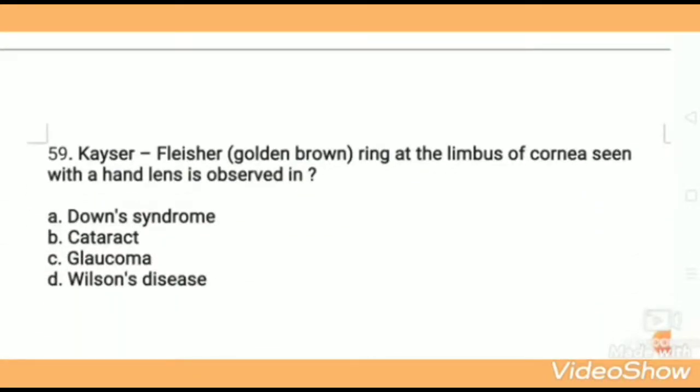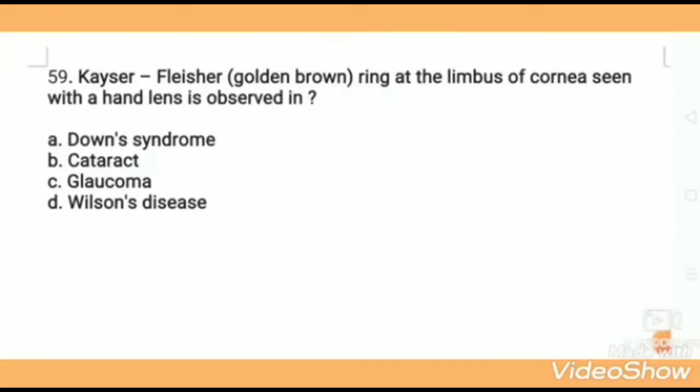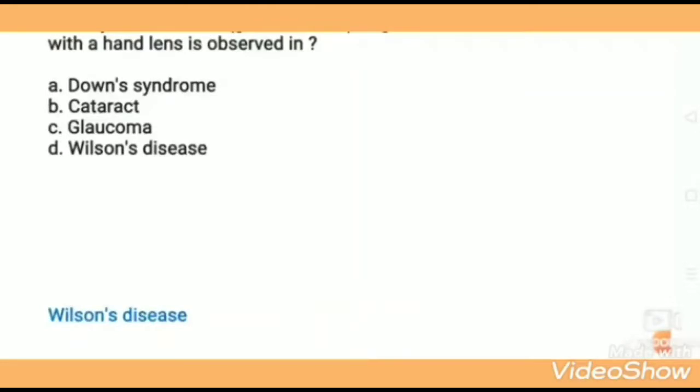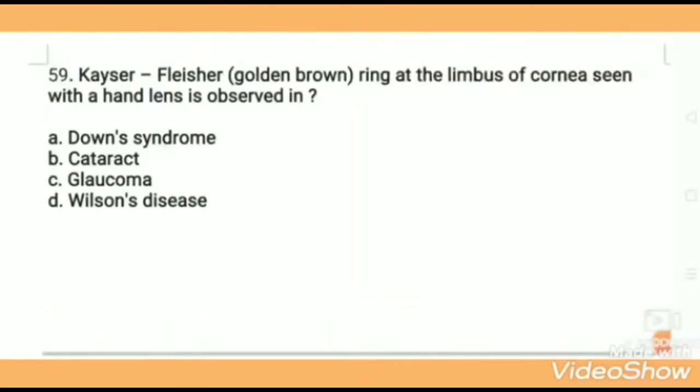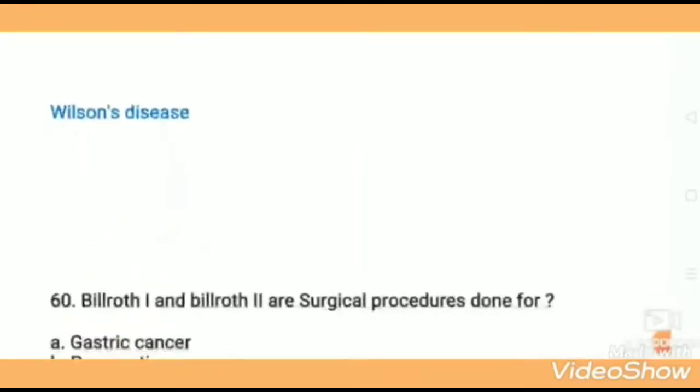Kaiser-Fleischer golden brown ring at the limbus of the cornea seen with the hand lens is observed in Down syndrome, cataract, glaucoma, or Wilson's disease. So, the correct answer, Kaiser-Fleischer golden brown ring at the limbus of the cornea seen with the hand lens is observed in Wilson's disease. Next question.